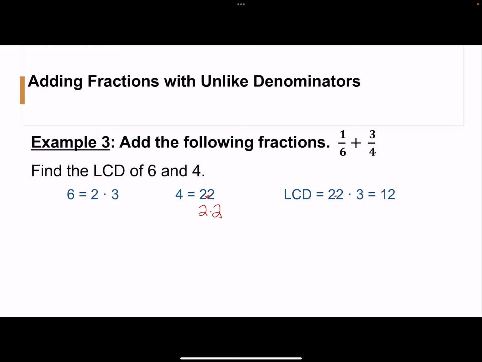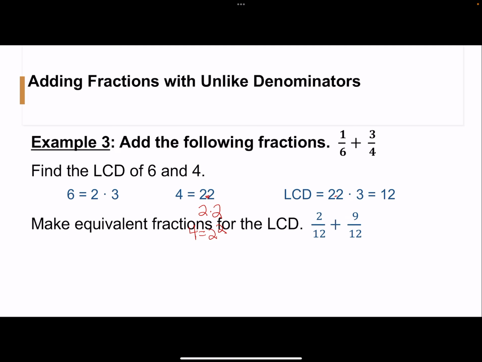Or 2 squared. This is looking at our product of primes. 4 equals 2 squared. So our least common denominator would be 2 squared times 3. You can also think about that as multiples of 6 and 4. The first multiple that they have in common is 12.